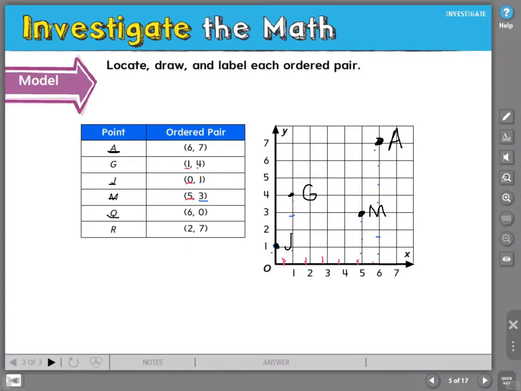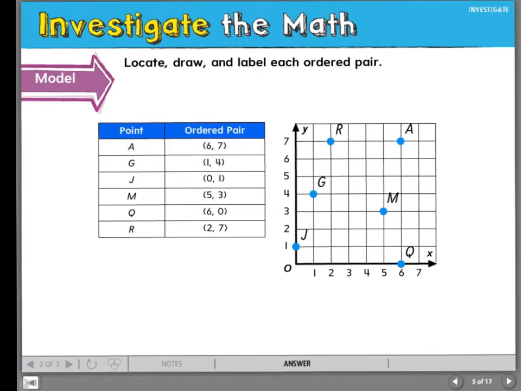Moving on to Q. Q tells me that my first number on the x-axis is a 6. 1, 2, 3, 4, 5, 6. And a 0 on the y-axis, so I'm not going to move up at all. And finally, R. My x-coordinate is 2. The y-coordinate is 7. 1, 2, 3, 4, 5, 6, 7. Point R is right here. Yay, I got it right.